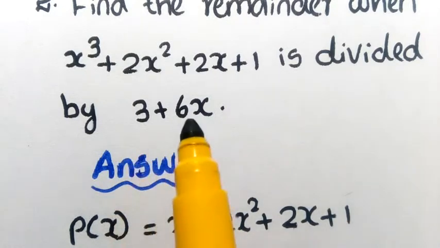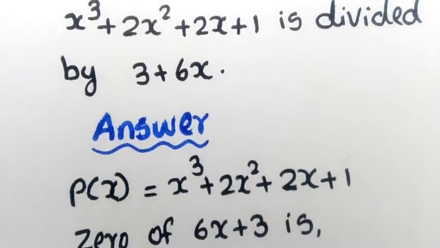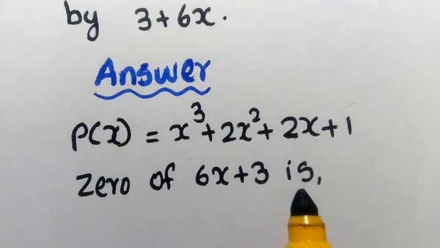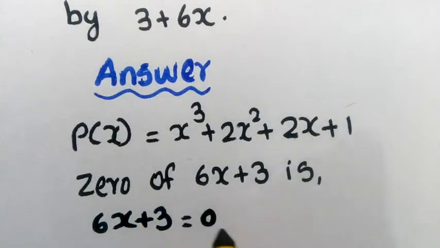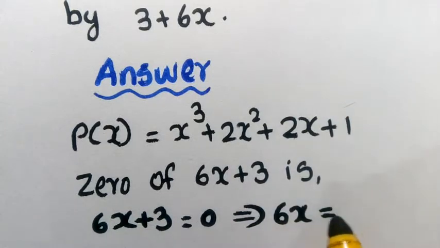We need the 0 of 6x plus 3. Children, how to find the 0 of 6x plus 3? Yes, we need to equate 6x plus 3 equal to 0. Let us find the 0, that is value of x. 6x plus 3 is equal to 0, which implies 6x is equal to minus 3, as plus 3 will go to the RHS. We have 6x is equal to minus 3.